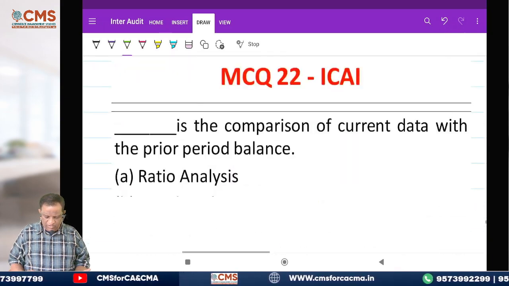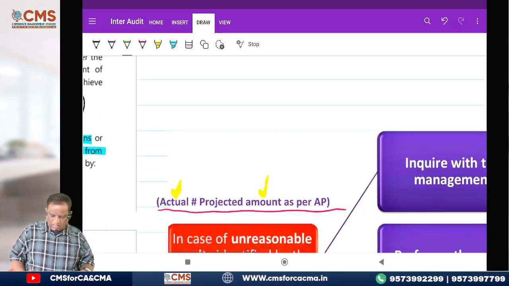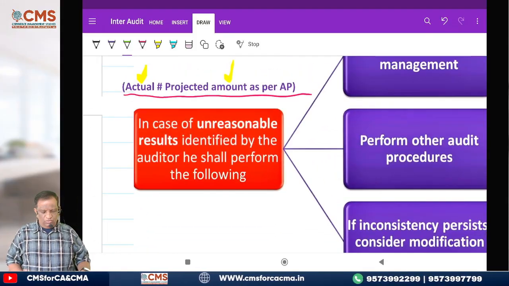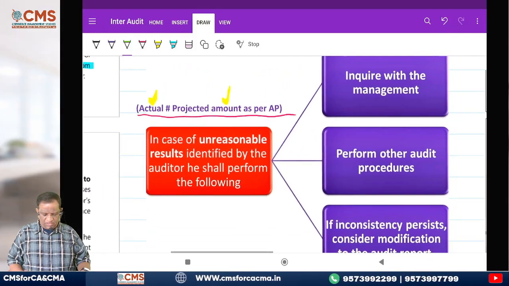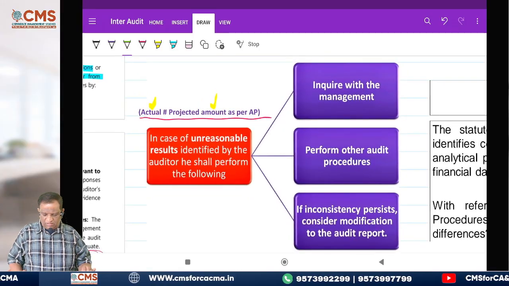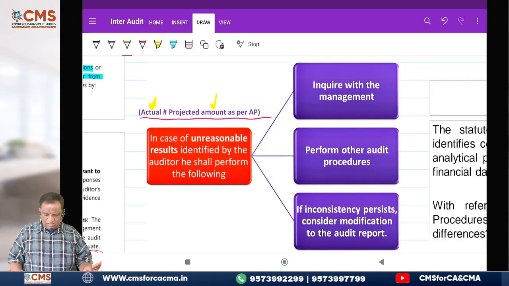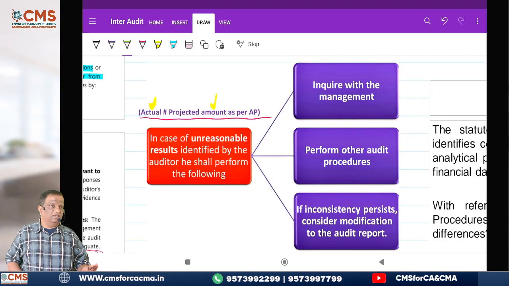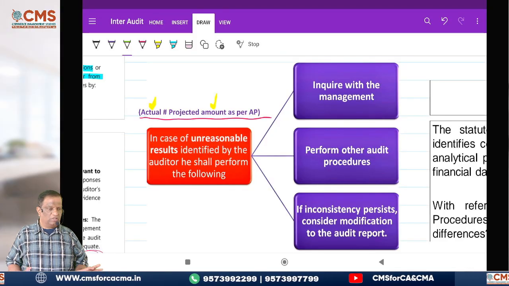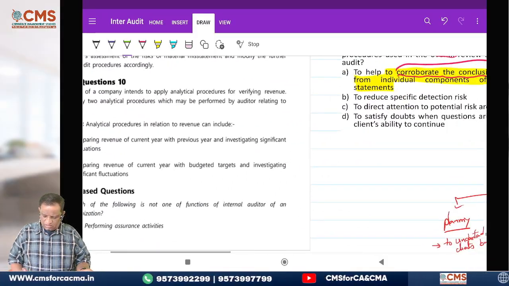And moving further, then what do I do? I'm going to the last point. What do I do if my analytical procedures have given an unreasonable result? Then I will do 3 things. Inquire with the management, perform additional audit procedures, and if an inconsistency is still there, then I will go for modification. That's all. So with this, chapter 4 is also done.